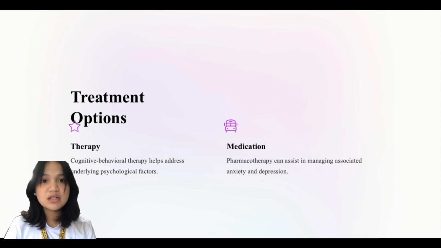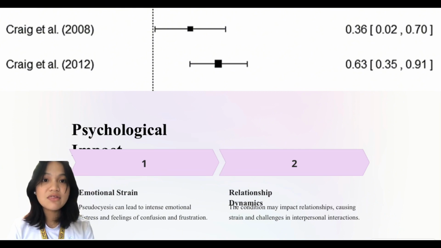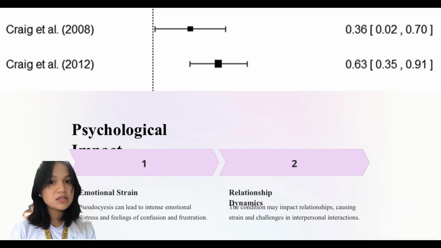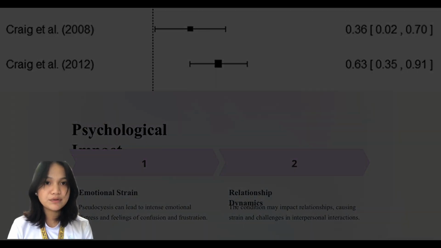So the psychosocial impact and support of pseudocyesis is that it can have a profound psychosocial impact on individuals experiencing it, and the provision of empathetic support is paramount. Mental health professionals, including psychologists and psychiatrists, play a crucial role in helping individuals navigate the emotional complexities associated with pseudocyesis. Counseling and therapy can address underlying psychological factors, offering individuals the tools to cope with their emotions and reshape their perceptions of pregnancy and motherhood.